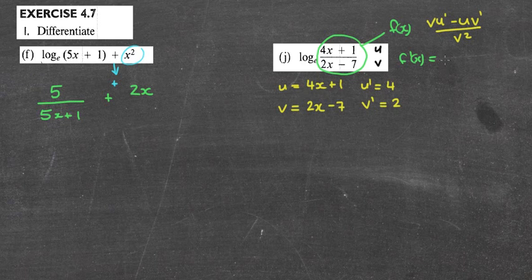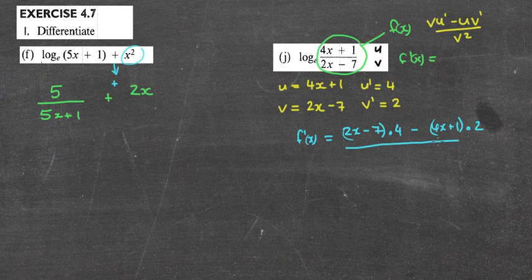So if I put it out here now, I might actually put it down here because it's going to be a little bit easier. Now remember, this is my f dash x for my rule, okay, which is going to be my v u dash. So v, you can see above, is 2x minus 7. I'm going to multiply that by u dash, which is 4, minus my u, which is the 4x plus 1, and I'm going to multiply that by my v dash of 2.